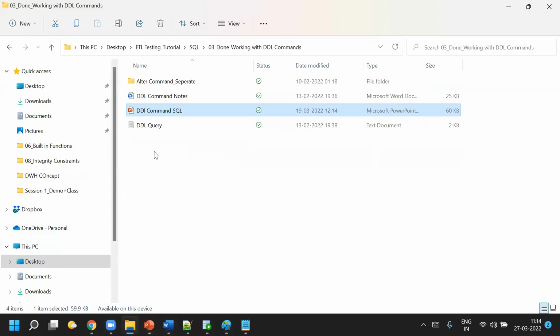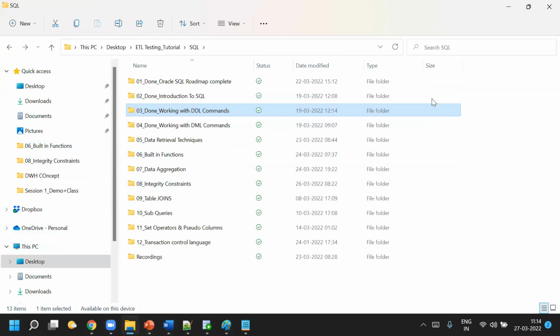Are you going to teach us subqueries, how to write a subquery for ETL testing? Yes, subqueries will be covered in Oracle SQL. I will show you what we have. I have noted everything down here: DDL, DML, data retrieval, built-in functions, data aggregation, integrity constraints, table joins, subqueries, set operators, and transaction control language. That is what we have.